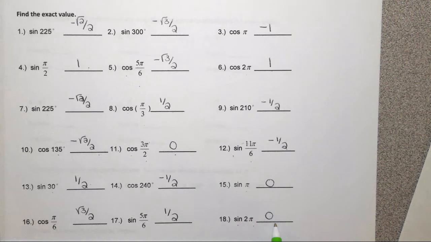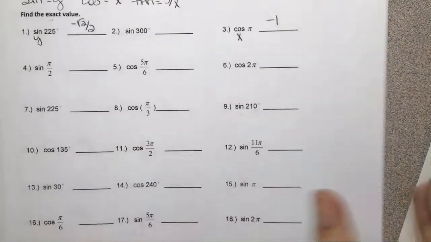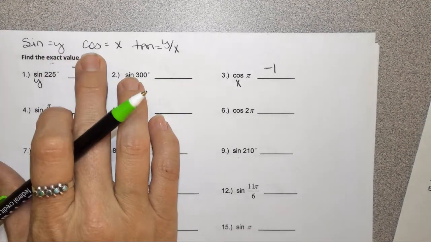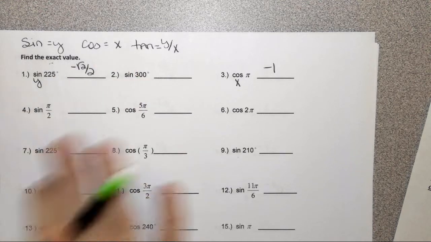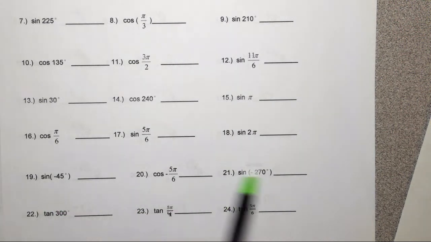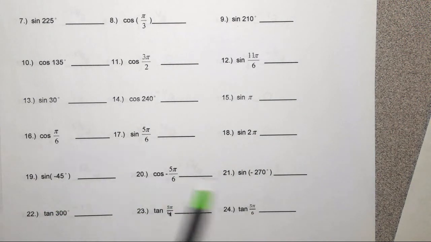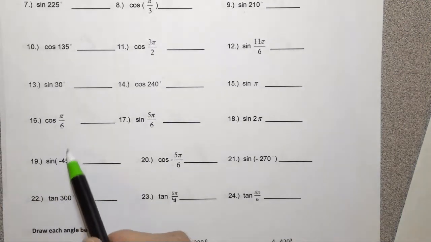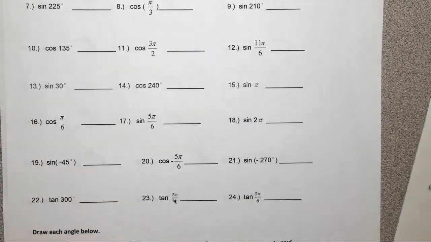So as long as you are aware that your sine is your y value and your cosine is your x value, 1 through 18 shouldn't be a big deal. Now let's go look at 19, 20, and 21. On these three problems, they're all dealing with negative angles. So all you have to remember is when you see a negative angle, we need to go the opposite direction.